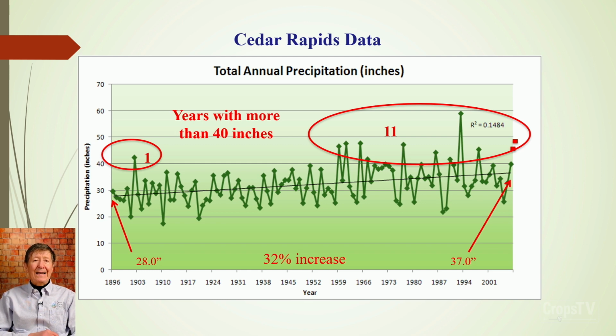So let's do a little bit of data snooping and ask the question, how many years had precipitation of more than 40 inches? In the first half of that record, there was 1. How many in the second half of that record? There were 11 of them. After 1950, we had 11 years with more than 40 inches, with 1 year close to 60. That's a 32% increase as we go from the 1800s to roughly 2015, 2020, in terms of the number of years with more than 40 inches of rainfall.